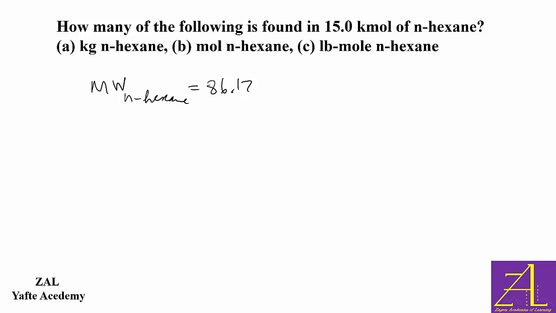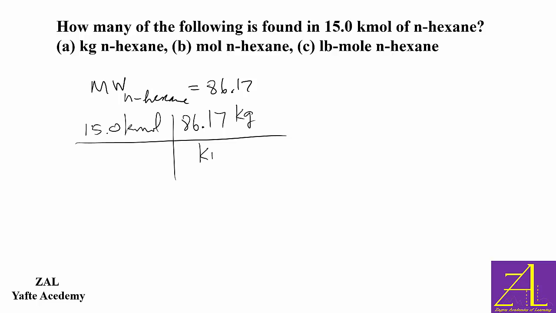So let's look at question A. I have kilogram of normal hexane, so I'm gonna say 15 kilomole and multiply it by the molecular weight 86.17, and here I use kilogram per kilomole. I'm gonna have 1292.55, and the last sigfig is this because of that 15, therefore 1.3 times 10 to the 3 kilogram.